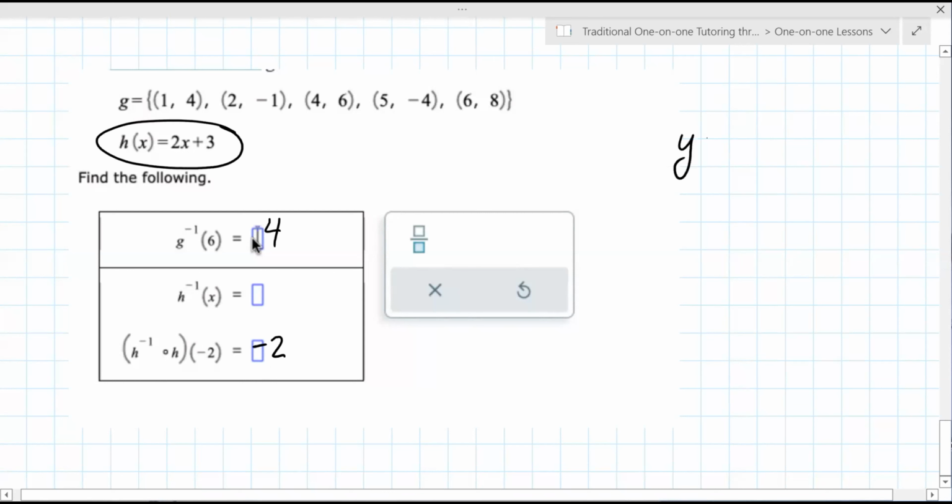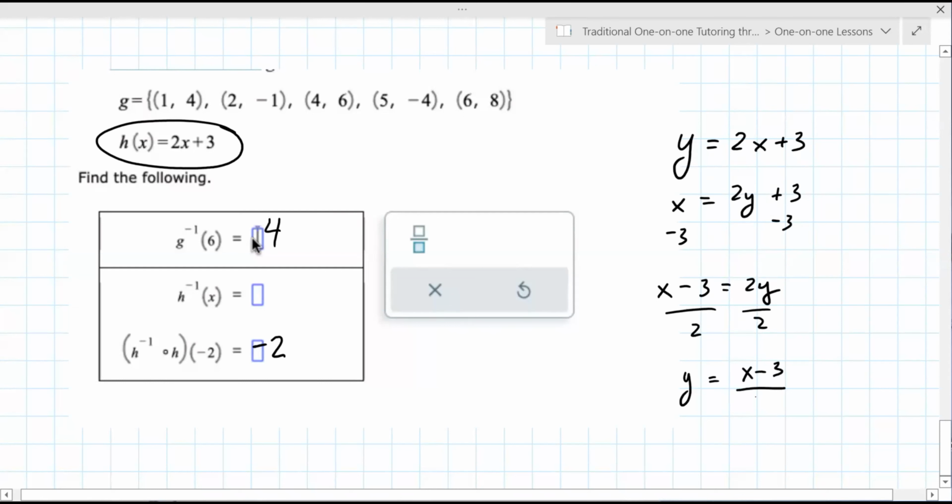Now this one right here, this is the big one. You've got to switch x and y. Now they do get more difficult a little bit later in the course. So you want to be really comfortable with what you're doing, switching x and y, and then solving for y. So you got x minus 3 equals 2y, divide by 2. y equals x minus 3 over 2. Yep, we got that.